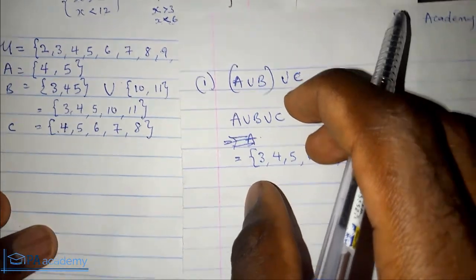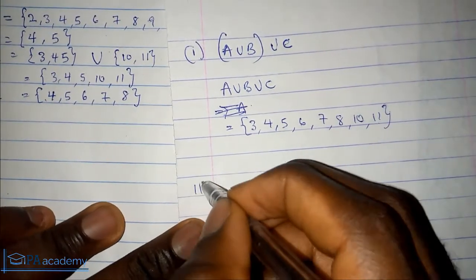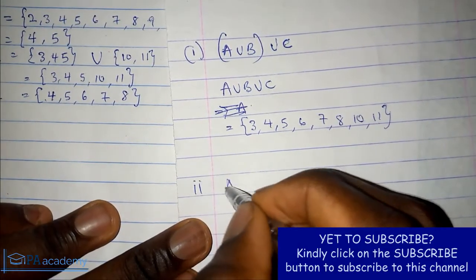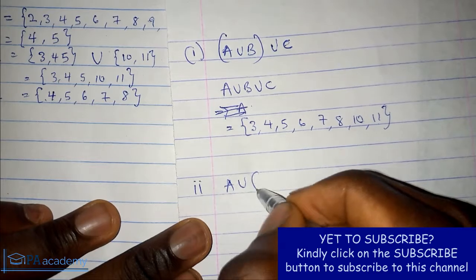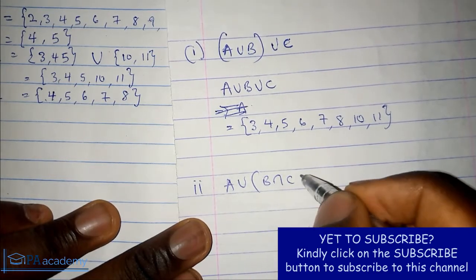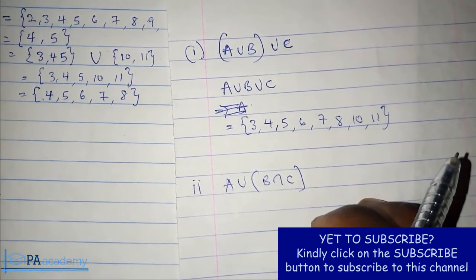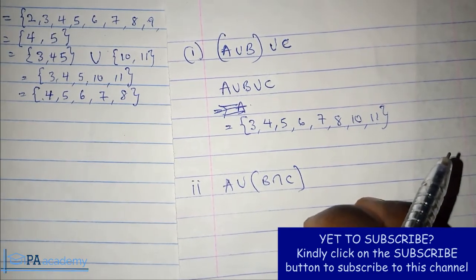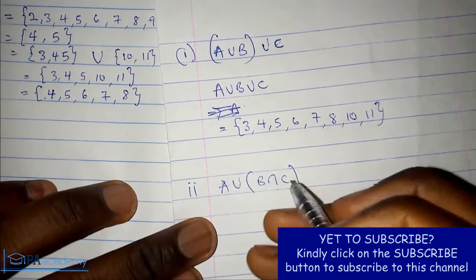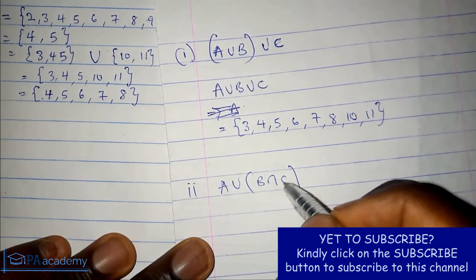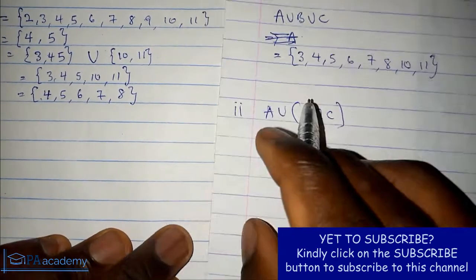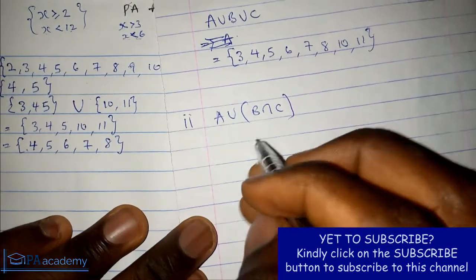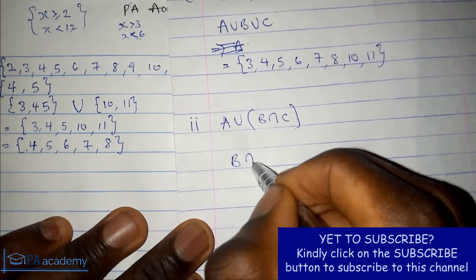So let's go to part II, which is A union B intersection C. Now for this, we are going to solve it separately. So first of all, we are going to look for B intersection C.